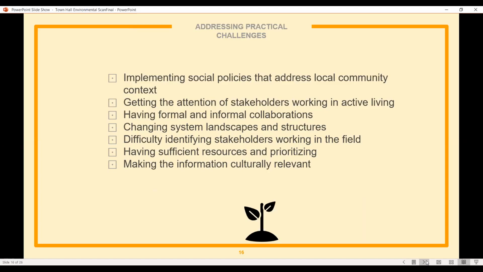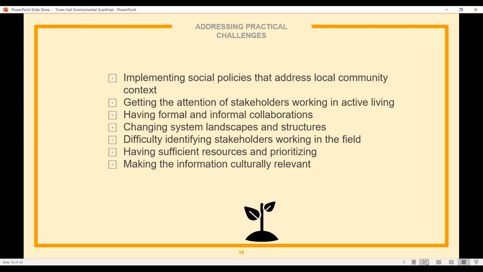Other topics that came up were the need to address some very practical challenges. For instance, when we talk about implementing social policies, we should definitely focus on policies that are meaningful and contextually relevant to the communities that we are working with. And there are some good examples of work being done that were highlighted in the scan, particularly from the Atlantic Centre for Injury Prevention around structural determinants and injury prevention. So this information is highlighted in the scan as well, the first one and the second one.